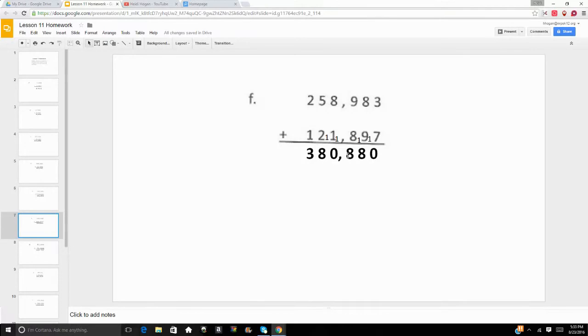We can't have 18 hundreds. Can keep the 8 and regroup the 10 into the thousands. 8 plus 1 is 9 and 1 is 10. Oh, we can regroup all of those into the 10,000s. 5 plus 2 is 7 and 1 is 8. And 2 plus 1 is 3.